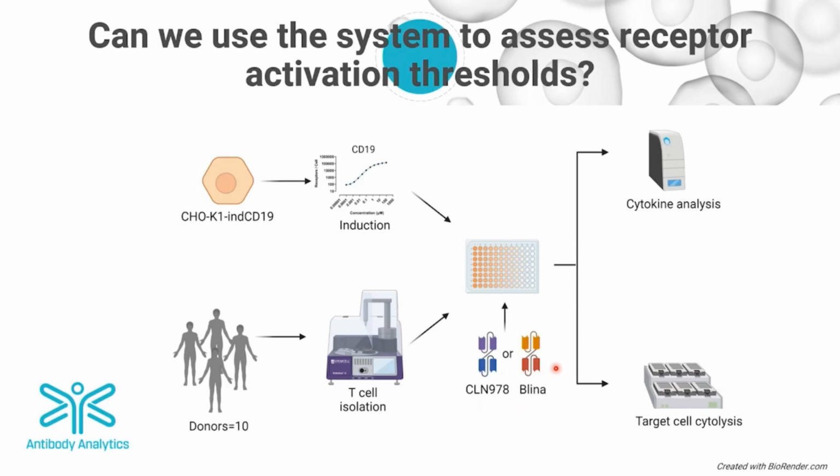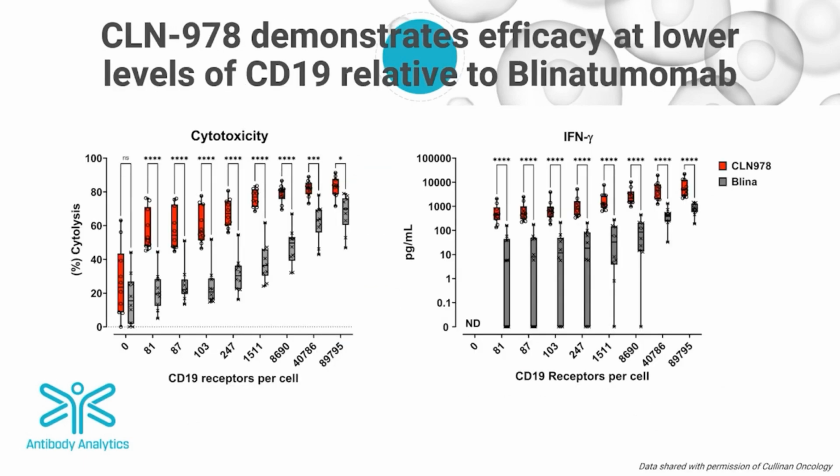CLN-978 to another CD19 T-cell engager, blinatumomab or Blincyto, and the readouts we used were cytokine production as measured using the Luminex system, and target cell cytolysis as measured using the Agilent Excelligence RTCA system. For this panel of 10 healthy donors, CLN-978 causes a consistently higher level of cytolysis across the entire range of CD19 expression levels expressed from our target cell line.